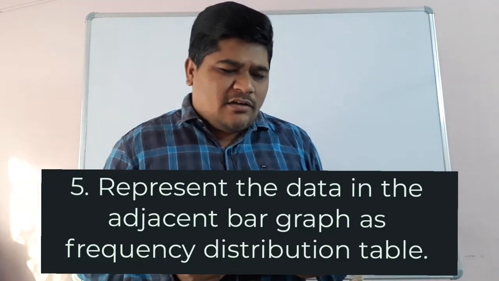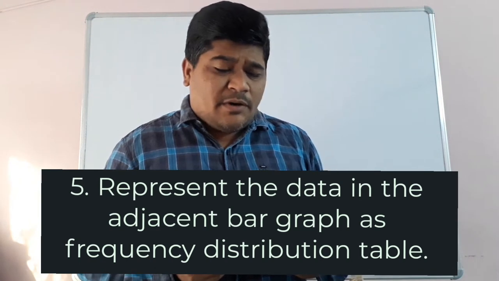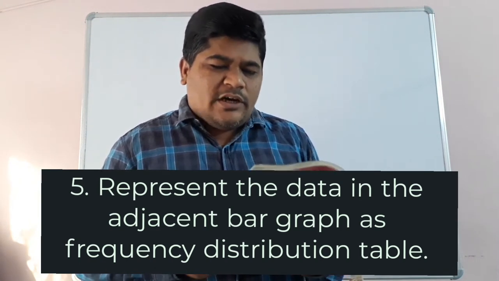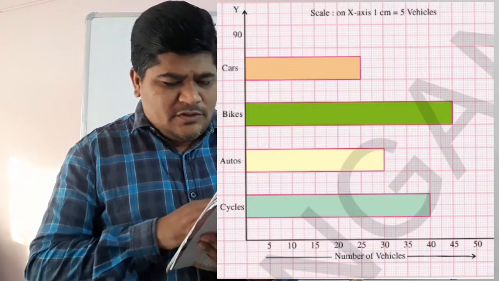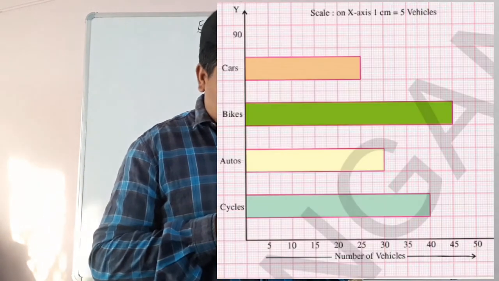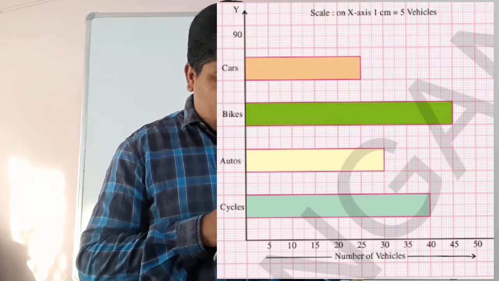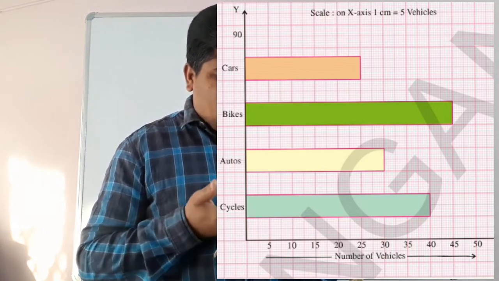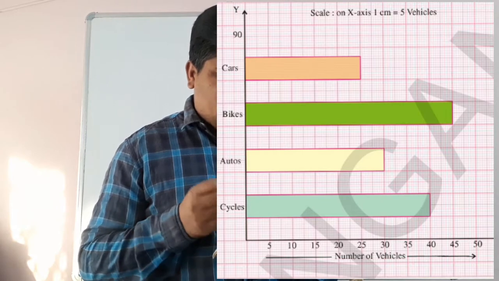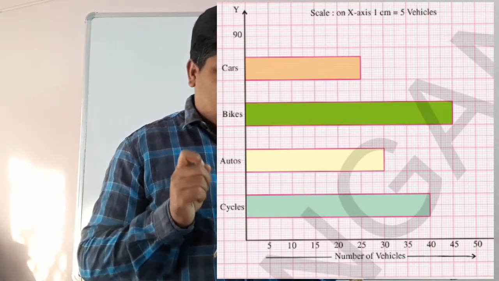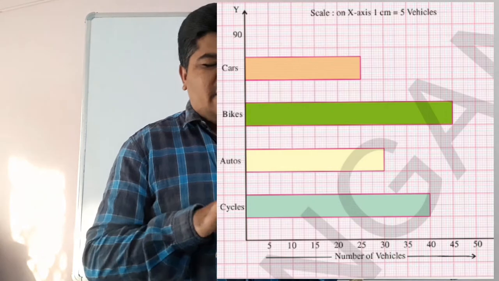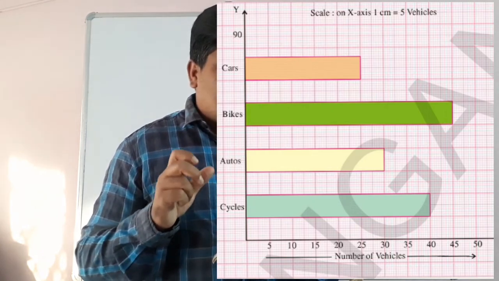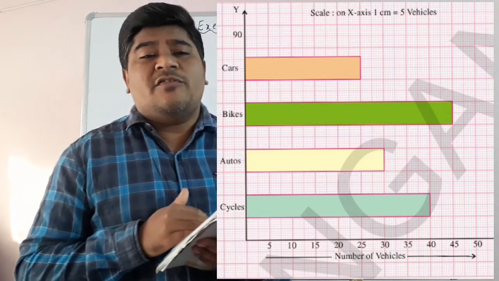Represent the data in the adjacent bar graph as a frequency distribution table. Okay, so children, here a graph is given. On the y-axis they gave cycles, autos, bikes and cars. On the x-axis they gave the number of vehicles, how many cycles, autos, bikes and cars are given in the graph. So they are asking us to write the frequency distribution table for this.